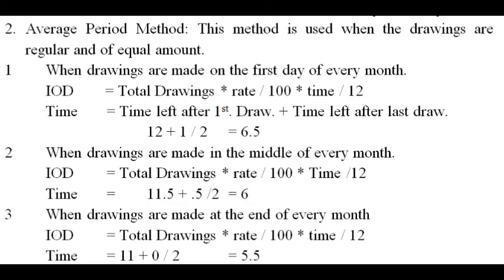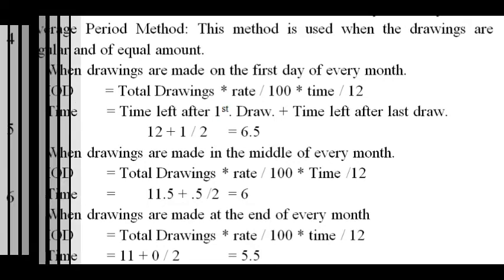The third one, when the drawings are made on the last day or at the end of every month, means the first drawing was made on 30th of April. How many months remaining? 11 months. And the last drawing was made on 31st March. How many months remaining? 0 months. Divided by 2, so 5.5 is the time. So here time is very important. You have to remember the formula for calculating time.